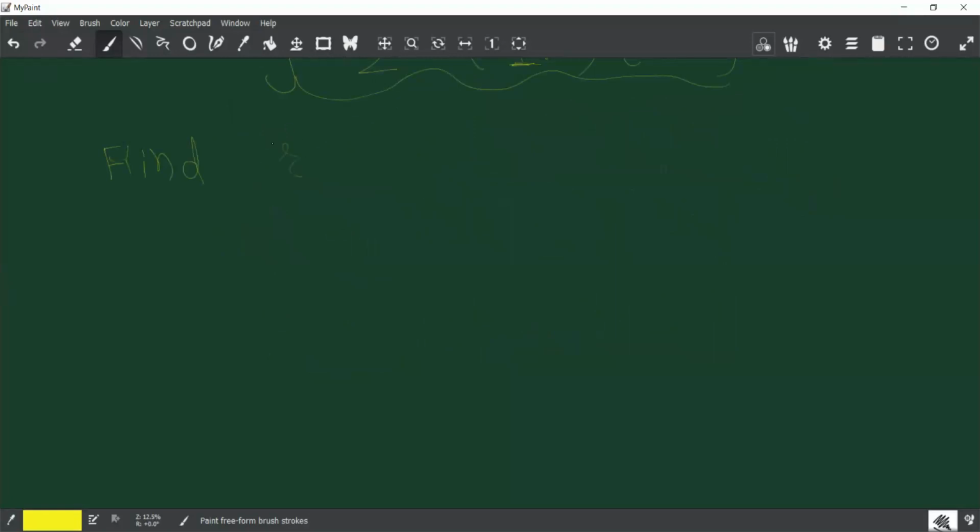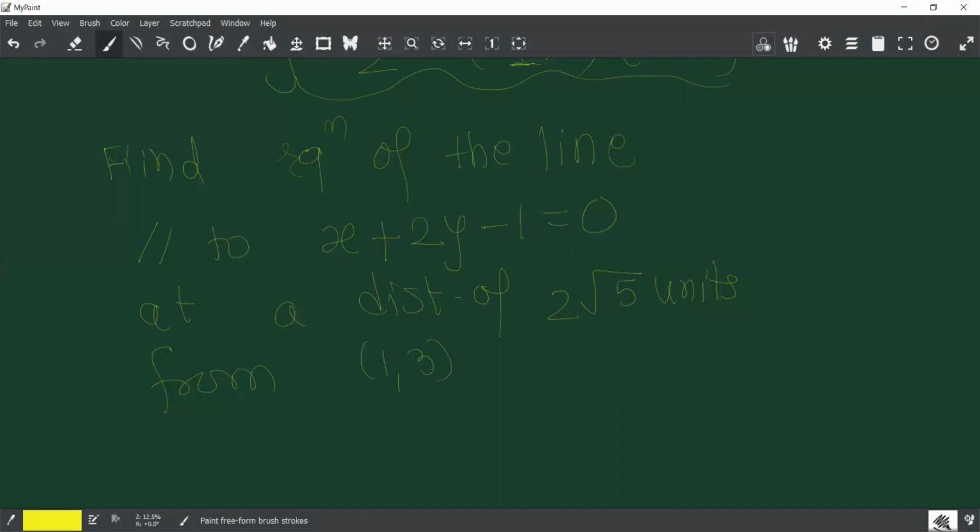Find equation of the line. You have to find equation of the line parallel to x plus 2y minus 1 is equal to 0 at a distance of 2√5 units from the point 1, 3. Simple, समय करो try 1 minute. चलो.